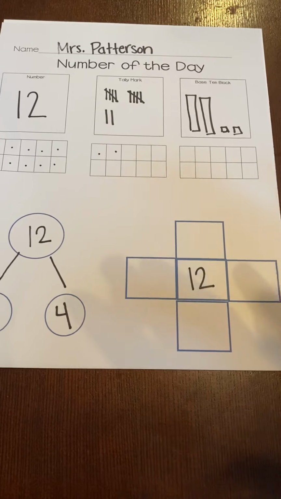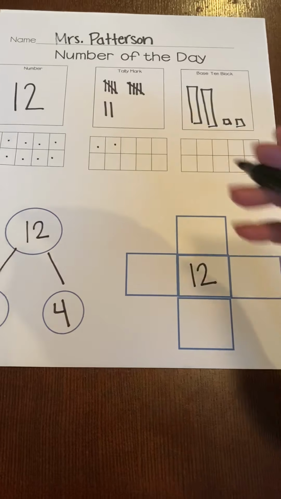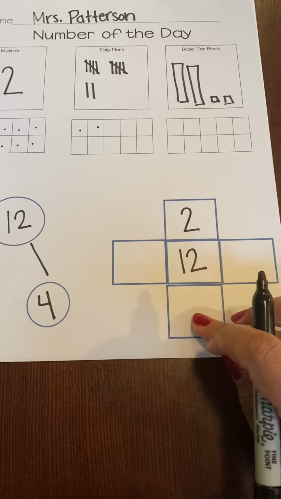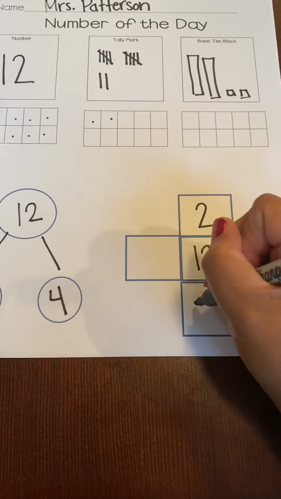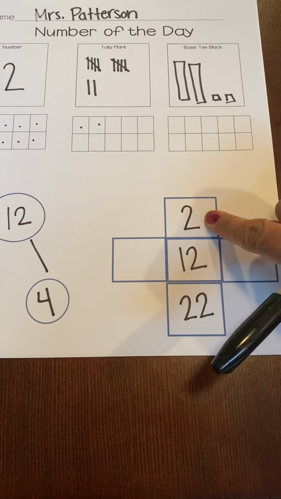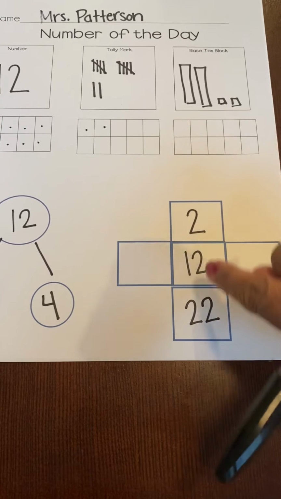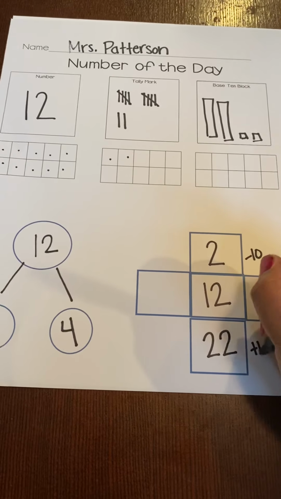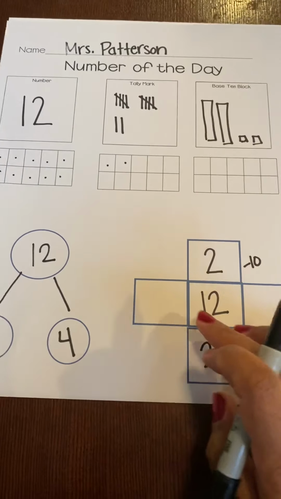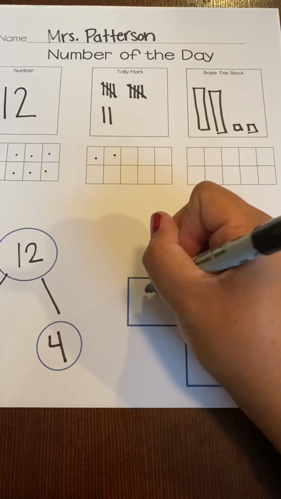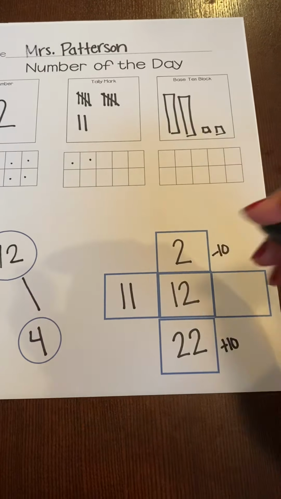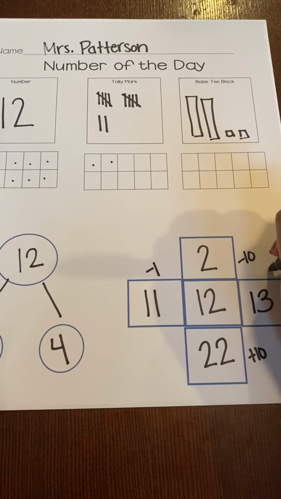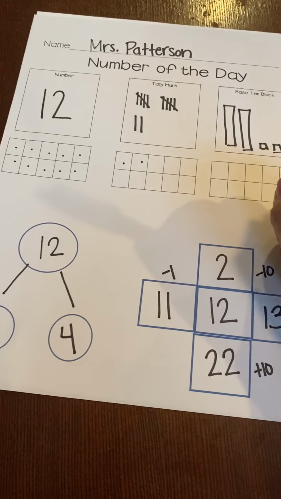And then on a hundreds chart, if you looked at the hundreds chart, what number would go above it? So the number in this case above it would be 2. What number would be below it on a hundreds chart? It would be 22. Because this is minus 10, plus 10. So for those who want to challenge yourself, you could write minus 10, plus 10. Because on a hundreds chart, that's how it works. What's one number before 12? 11. What's one number after 12? 13. And same thing, you could go minus 1, plus 1. Oops, sorry, that's not very neat.